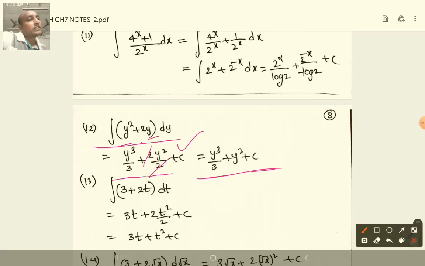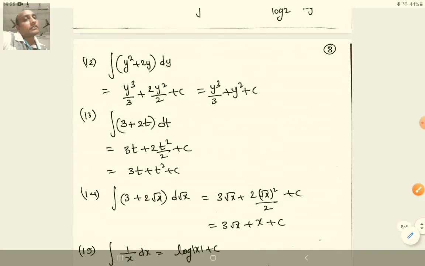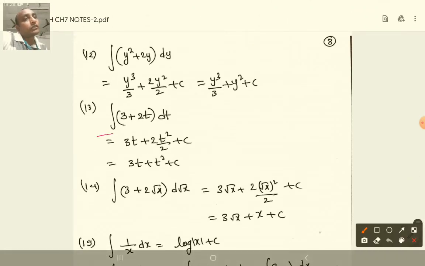Okay. Next you see that integration of 3 plus 2t into dt. It is 3t plus 2t square by 2 plus c. 3t plus t square plus c.